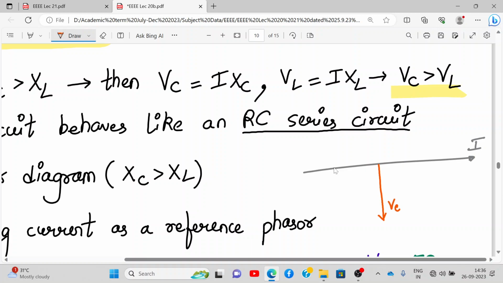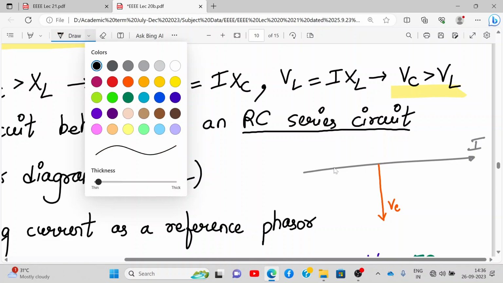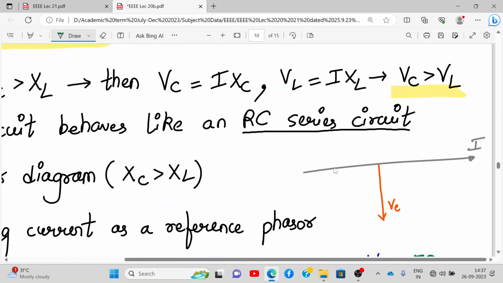This is VC. Where will be VL? Show me where will be VL. Current lags the voltage, VL. And why is VL less than VC? Because that is the case we are discussing.